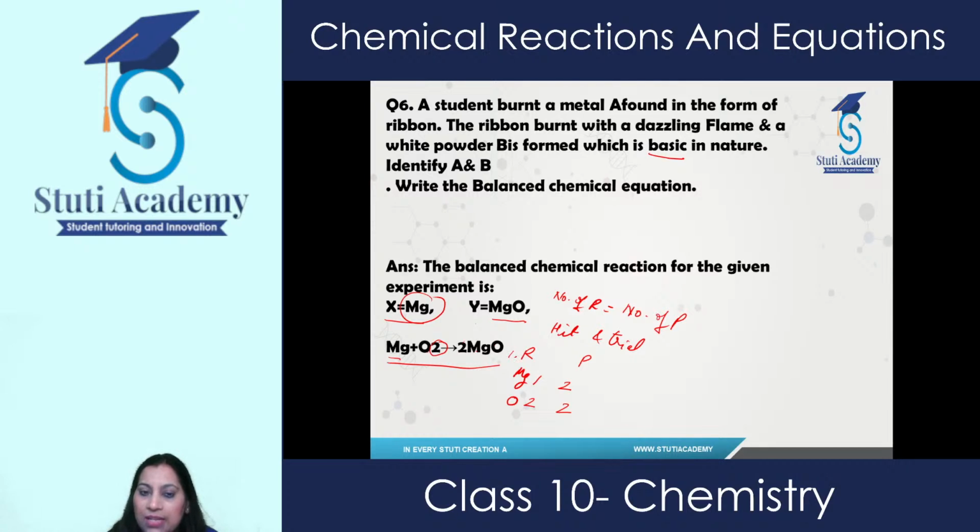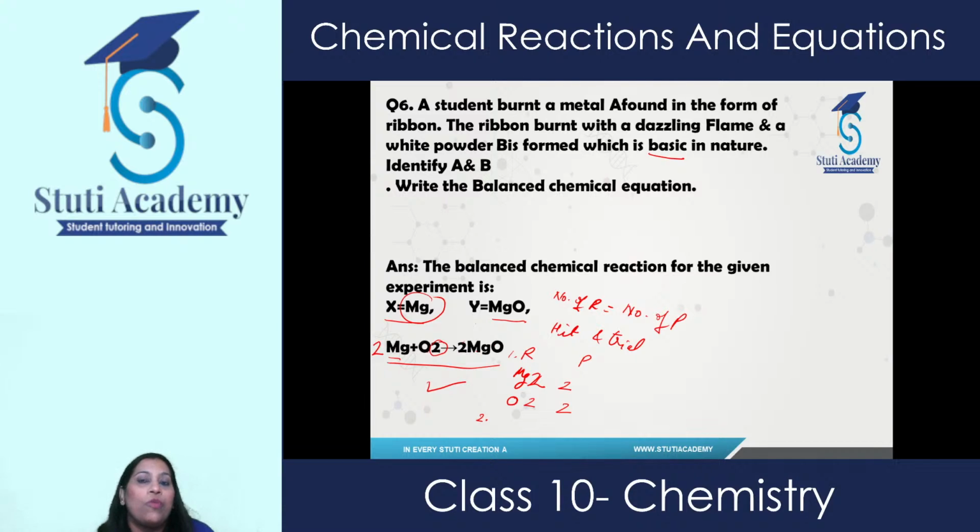This is the first step. Now the second step is how to balance it. Oxygen is already balanced, so no need to balance oxygen. Only we need to balance magnesium. So if I write 2 here, now just check whether this is balanced or not. Now on the reactant side, magnesium is 2 in number, and on the product side here also it's 2 in number. And oxygen is already balanced. Now this is a balanced chemical equation. So I hope this question is clear.